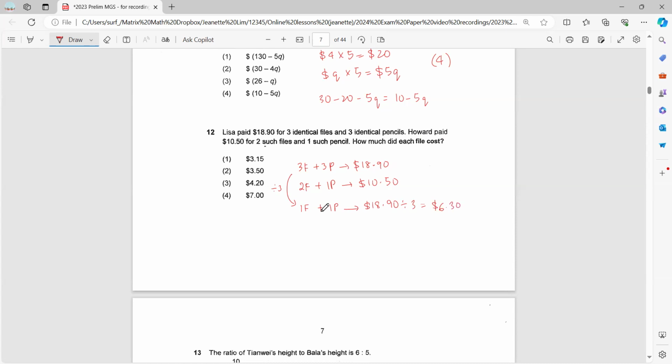Okay, then now find the difference between 2 files, 1 pencil and 1 file, 1 pencil, which will give us 1 file, which is also what we want to find. So $10.50 minus $6.30 is $4.20. Answer $4.20, option 3.